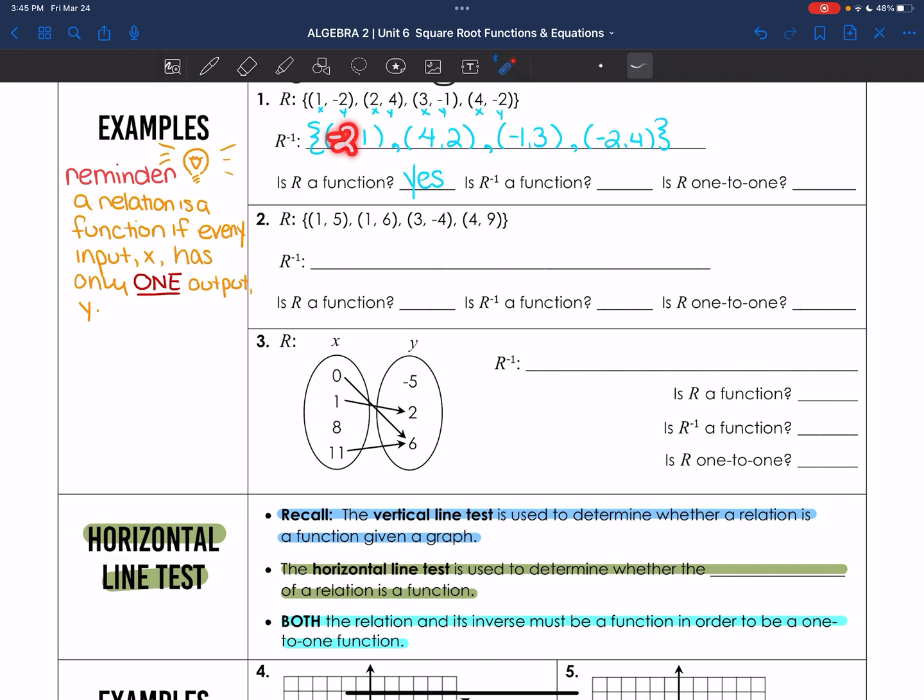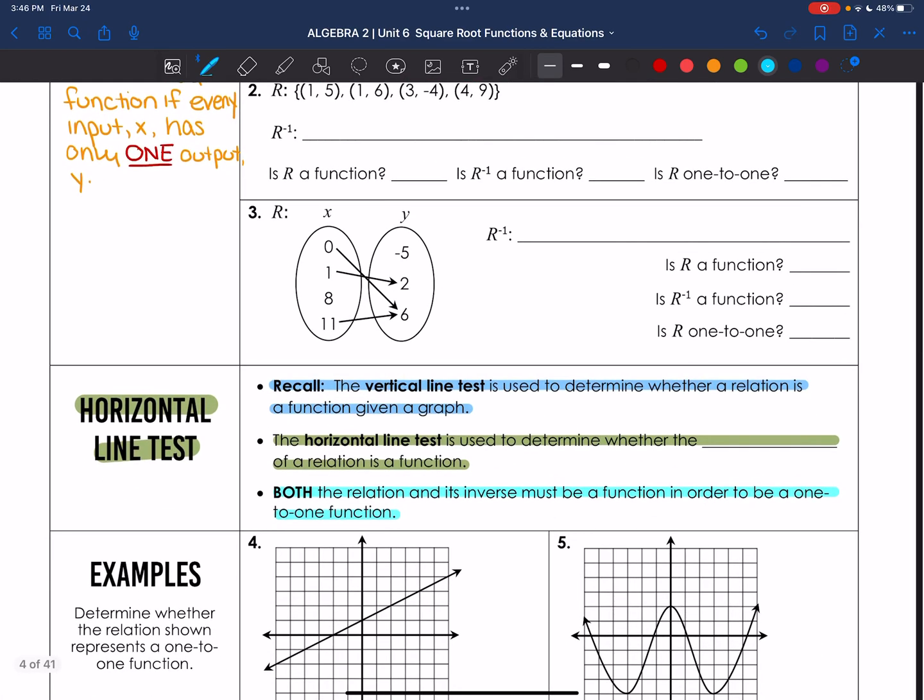We have -2, 4, -1, and -2. Oh my goodness, do you see this repetition here? Do you see how -2, this x value, actually has 2 different partners? -2 is paired up with 1, and -2 is paired up with 4. That is not a function. So, ladies and gentlemen, we would say no, R is not one-to-one because we couldn't say yes both times.